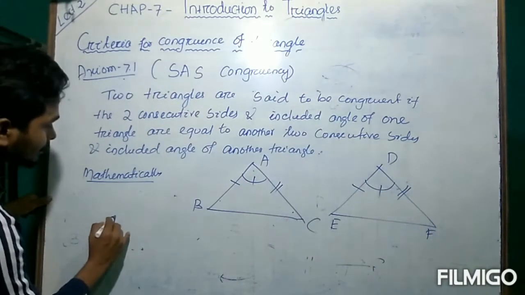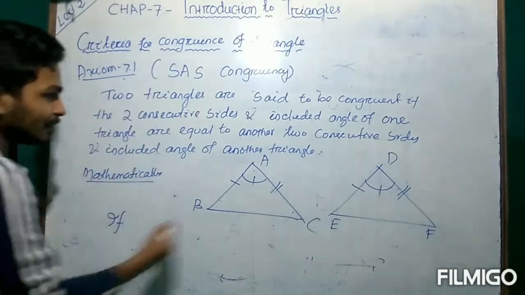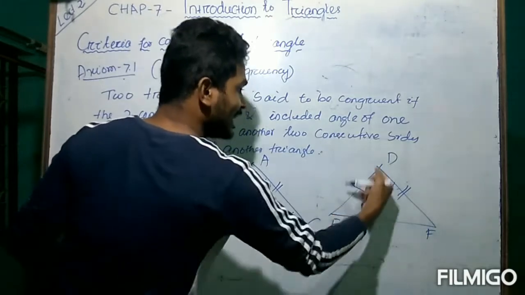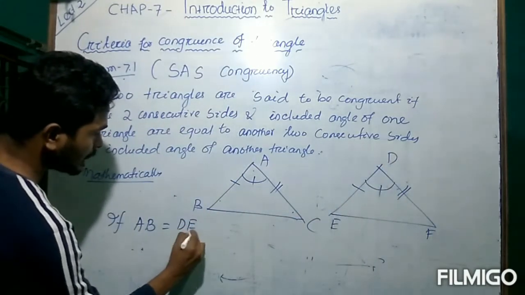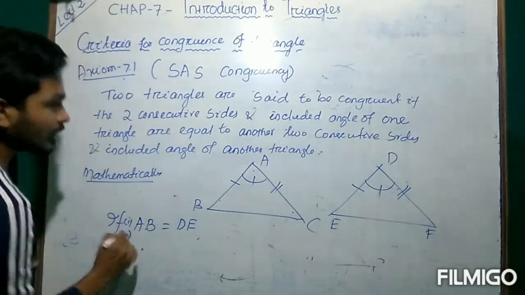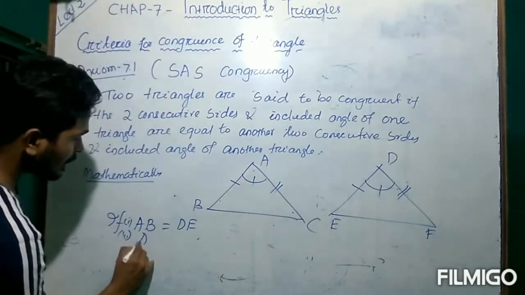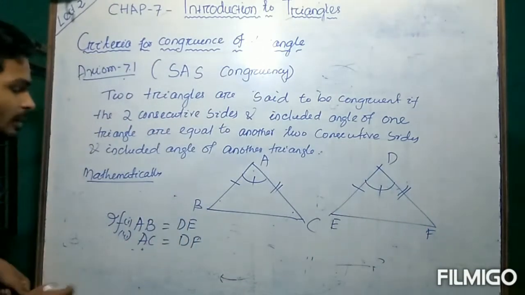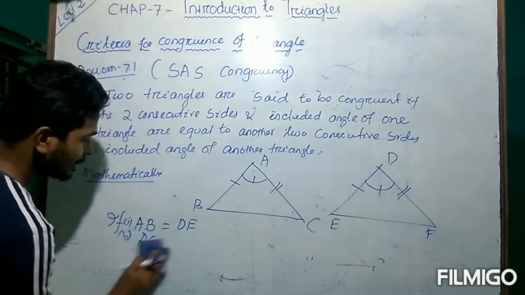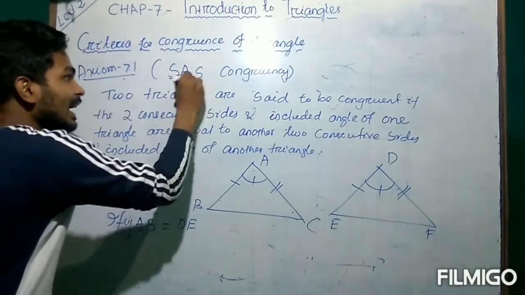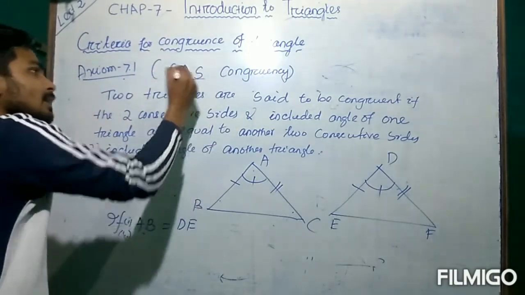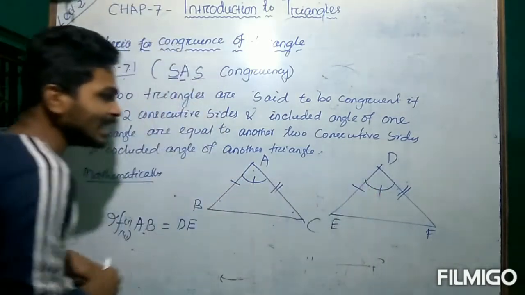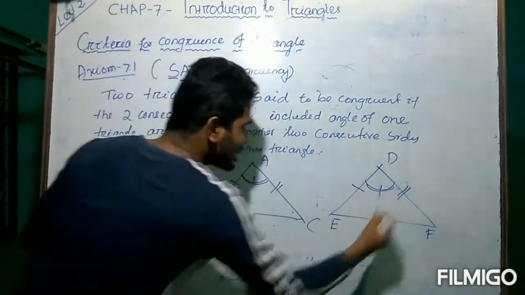Okay, so according to the statement, if AB is equal to DE, not ED, DE, AC is equal to DF. Okay, no, first write the angles because it is SAS. So first we have to write side, then we have to write angle, then we have to write side. So AB is equal to DE. This angle is equal to this angle.